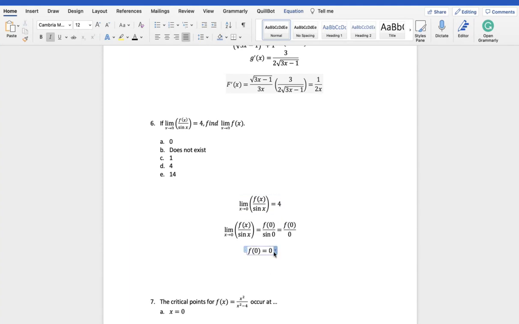And the assumption that we make is that when you substitute 0 into f of x, it's equal to 0 as well, so that you would get this entire limit be equal to 0 over 0. Okay, so just follow my thinking here.